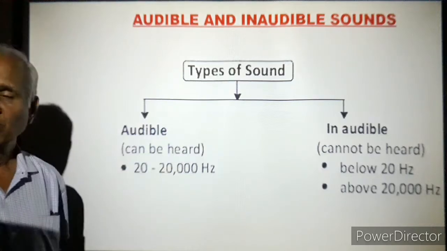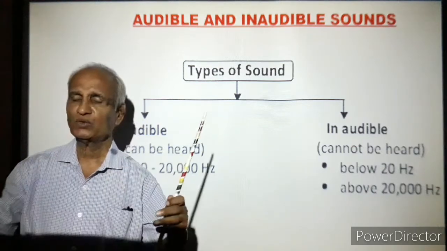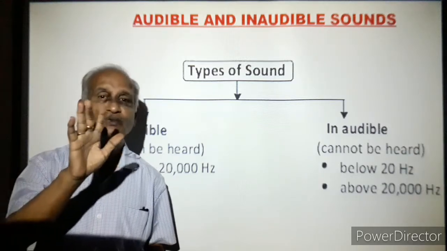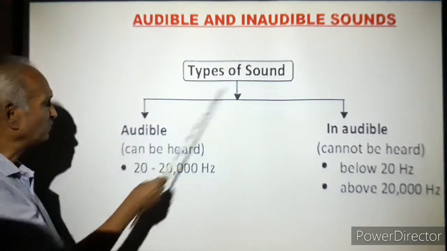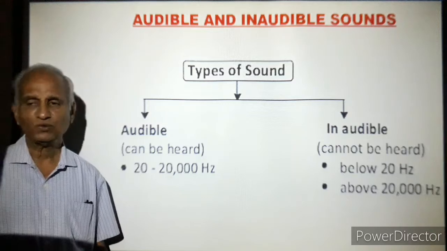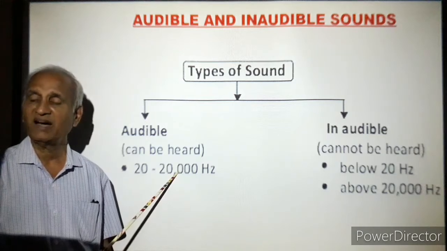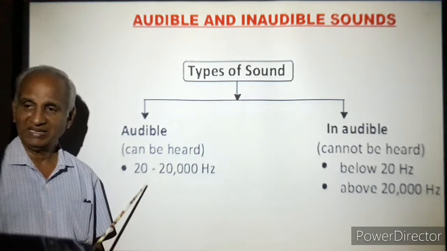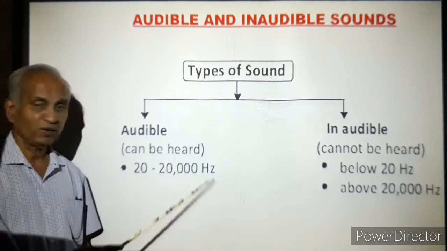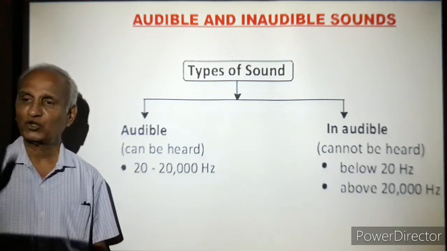Next. See, types of sound. Audible, inaudible. Some sounds are heard. It's not that we hear all sounds. Lots of sounds get produced and some sounds make an impact on our ears, some sounds do not make an impact. So, types of sounds: audible. Audible sounds are those that we can hear. Audible sounds will always be between 20 and 20,000 hertz. 20 hertz to 20,000 hertz. It should be within that. If it's more than 20,000 hertz, we cannot hear. If it's less than 20 hertz, then also human ears cannot hear.